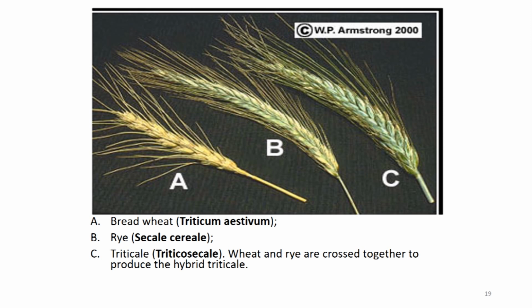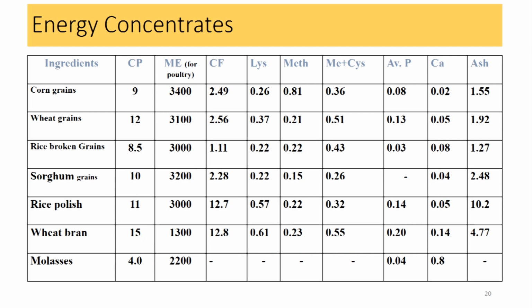So this is a chart of energy concentrates: cereal grain, wheat, rice, sorghum, rice polish, wheat bran, and molasses. Molasses we have not discussed in detail. This is simply a product available from the sugarcane industry. Its energy content is quite high, because in Pakistan the sugarcane industry is producing a lot of molasses. That's why it is commonly available at a very low price. It can be used as a liquid component in the poultry diet, that helps in binding the finer particles. So it can also act as a binder.